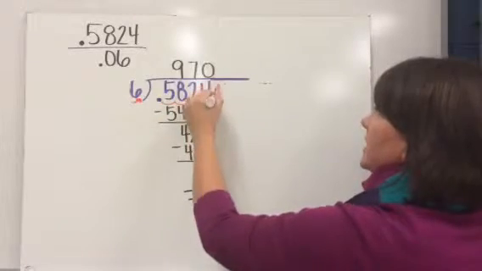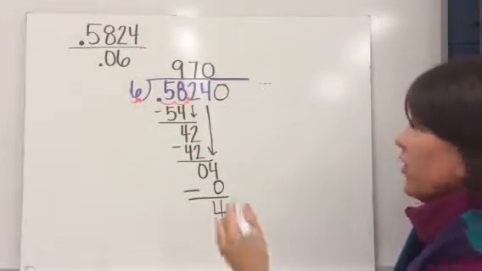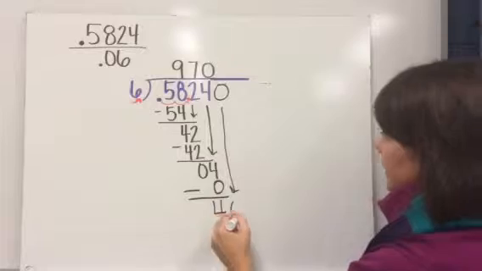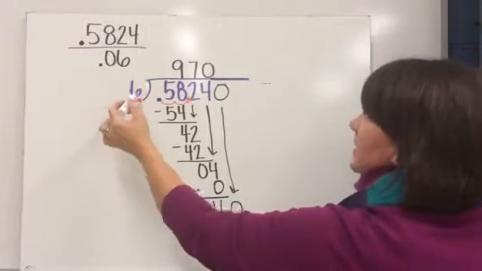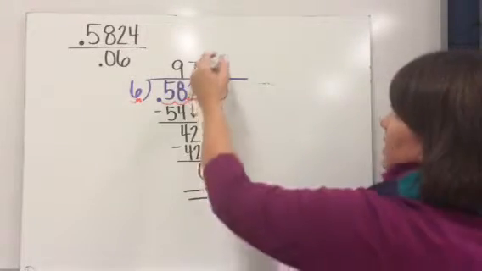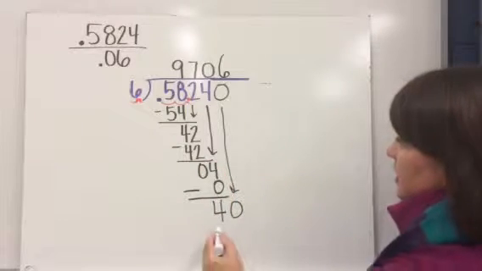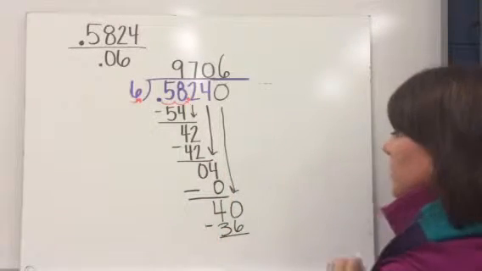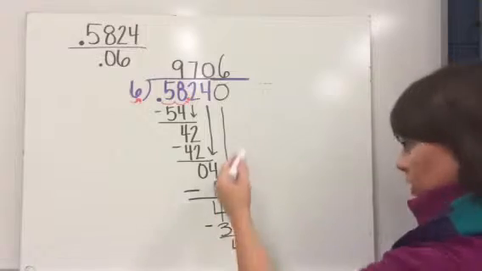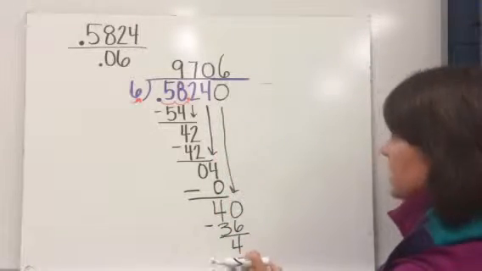Decimal already, so adding zeros here is not changing the value at all. So I'm going to bring down a 0 and I'm going to divide again. 6 goes into 40 6 times. 6 times 6 is 36. 40 minus 36 is 4. I've got to continue going because this still isn't a 0.